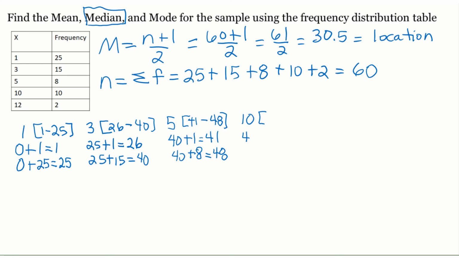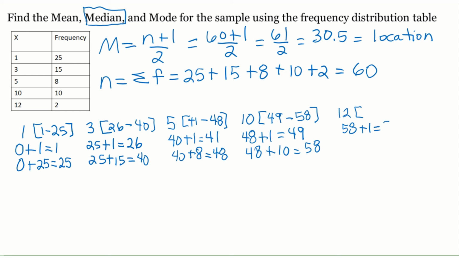So the upper boundary is 48. We're going to add 1. That's going to equal 49. Then we're going to do the 48 again, and we're going to add the frequency of 10. That's going to give me 58. And then I'm going to do the last one, which is my 12. I'm going to take that upper boundary of 58, add 1, which is going to give me 59 for my lower boundary, and then 58, add a frequency of 2, and that's going to give me 60.